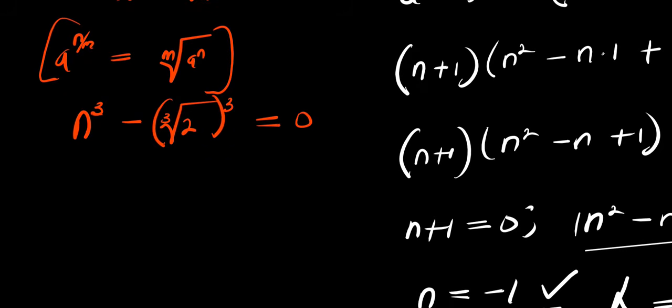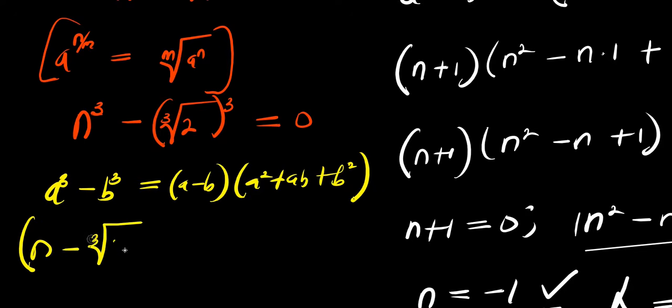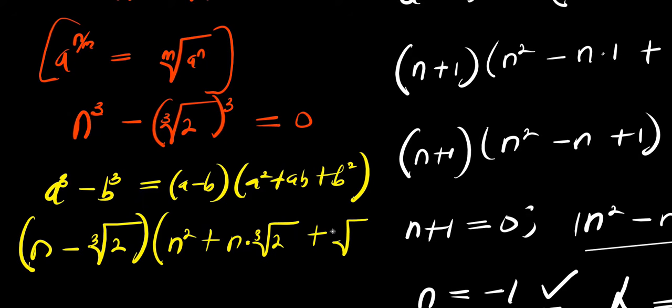So at this point, we can apply this other identity in order to expand. You have a power 3 minus b power 3. This is a minus b times a squared plus ab plus b power 2. And our a is n, b is cube root of 2. So we have n minus cube root of 2 times n squared plus n times cube root of 2, then plus cube root of 2 to the power of 2. And everything equals 0, right?